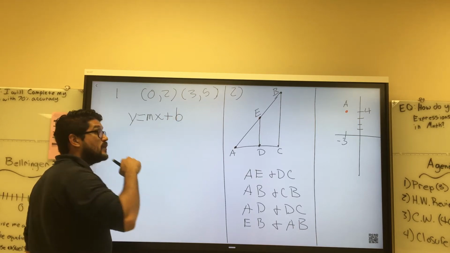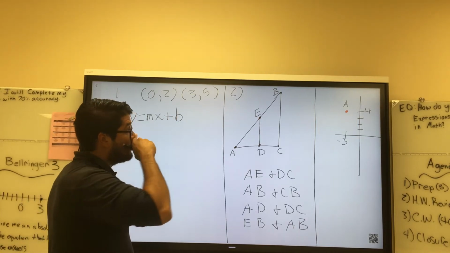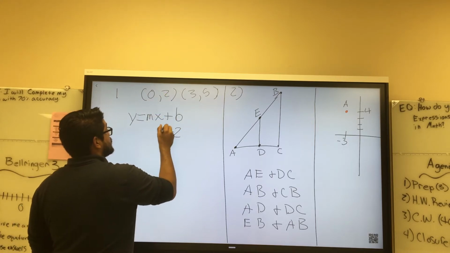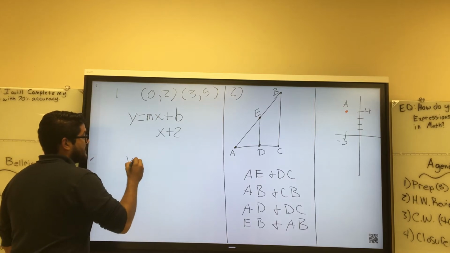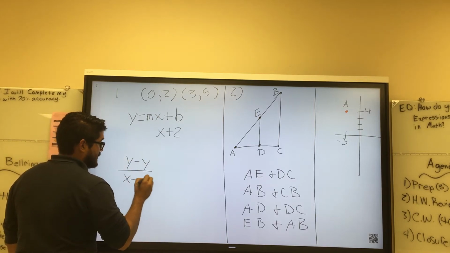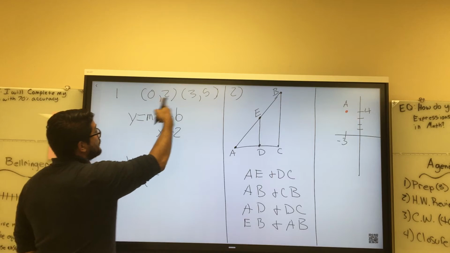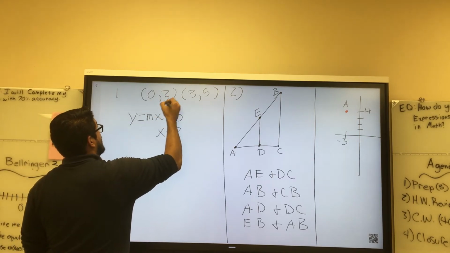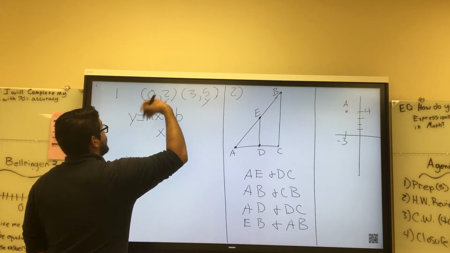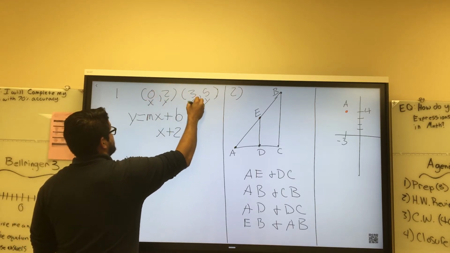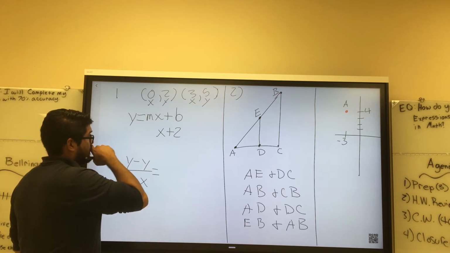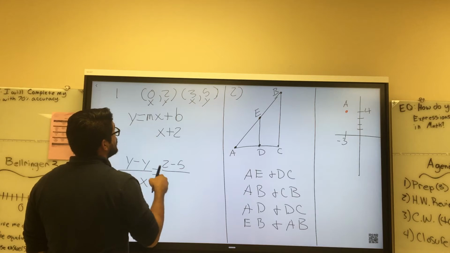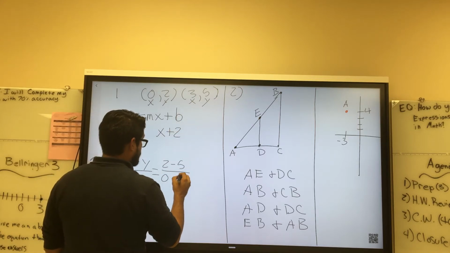Now b is always the y when x is 0. So, there it is. This number is 2. Okay? Now the slope is y minus y divided by x minus x. So you've been given 2 points, 2 y's and 2 x's. So this y minus this y over this x minus this x. So 2 minus 5 over 0 minus 3.